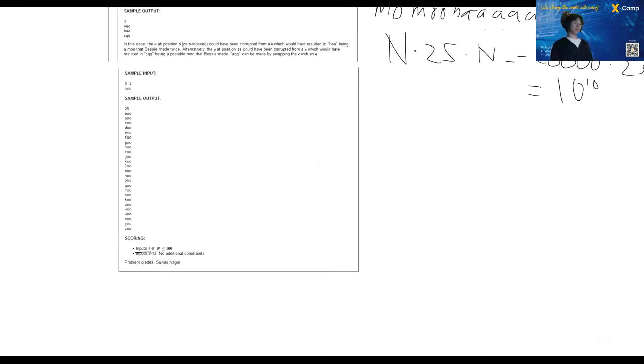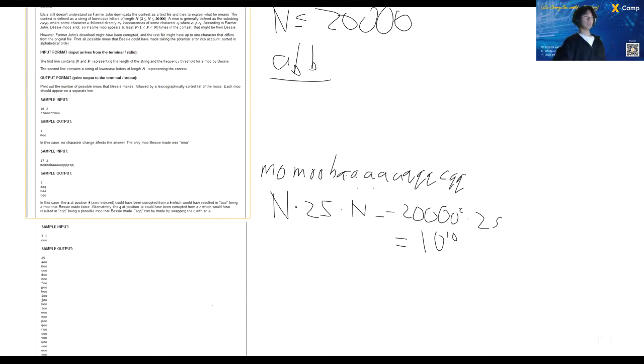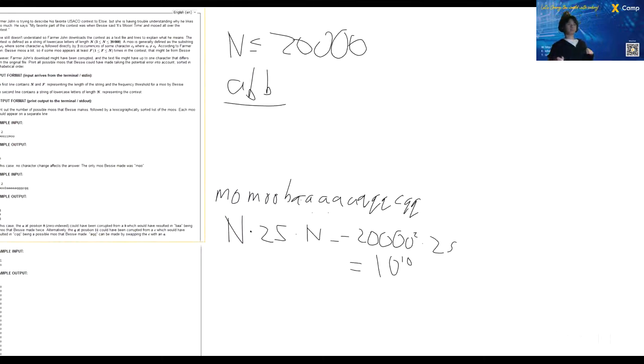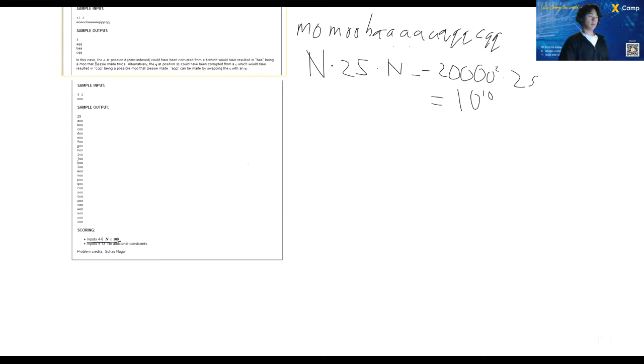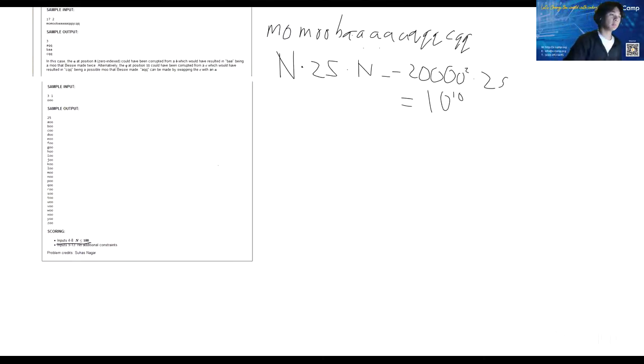First of all, if you really got stuck in this problem, I think this was a pretty easy solution, where it's 25 n squared, which passes for n less than 100, but this is not going to pass for the main solution.